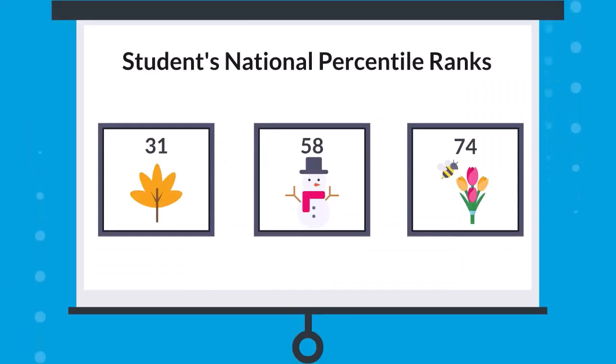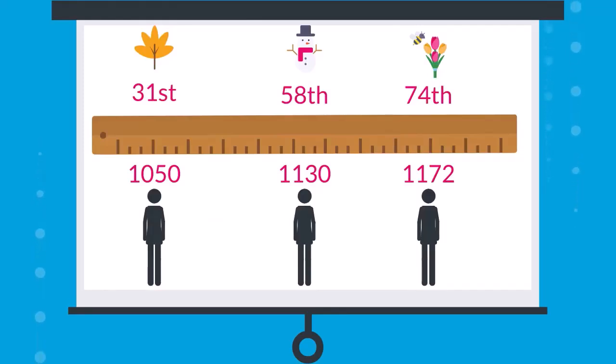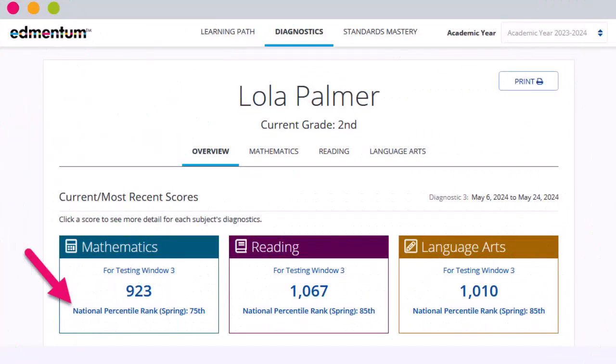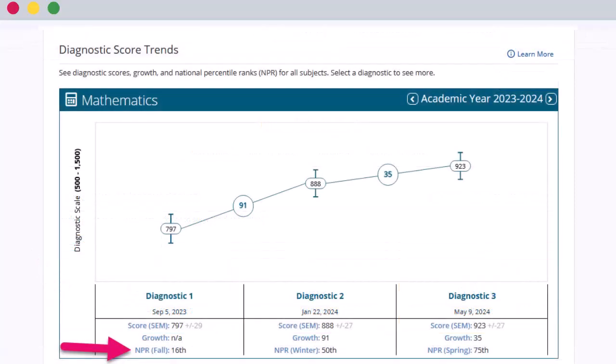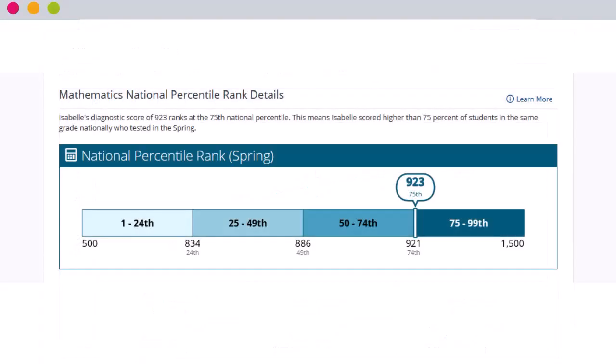The seasonal percentile ranks account for these differences in timing, providing a more accurate representation of a student's standing relative to their national peer group. When looking at the student summary report, the national percentile rank will be noted with either the label National Percentile Rank, or abbreviated as NPR, along with the season of the norm. In this example, Isabel's NPR of 75 means that Isabel scored higher than 75% of second graders that tested in the spring.